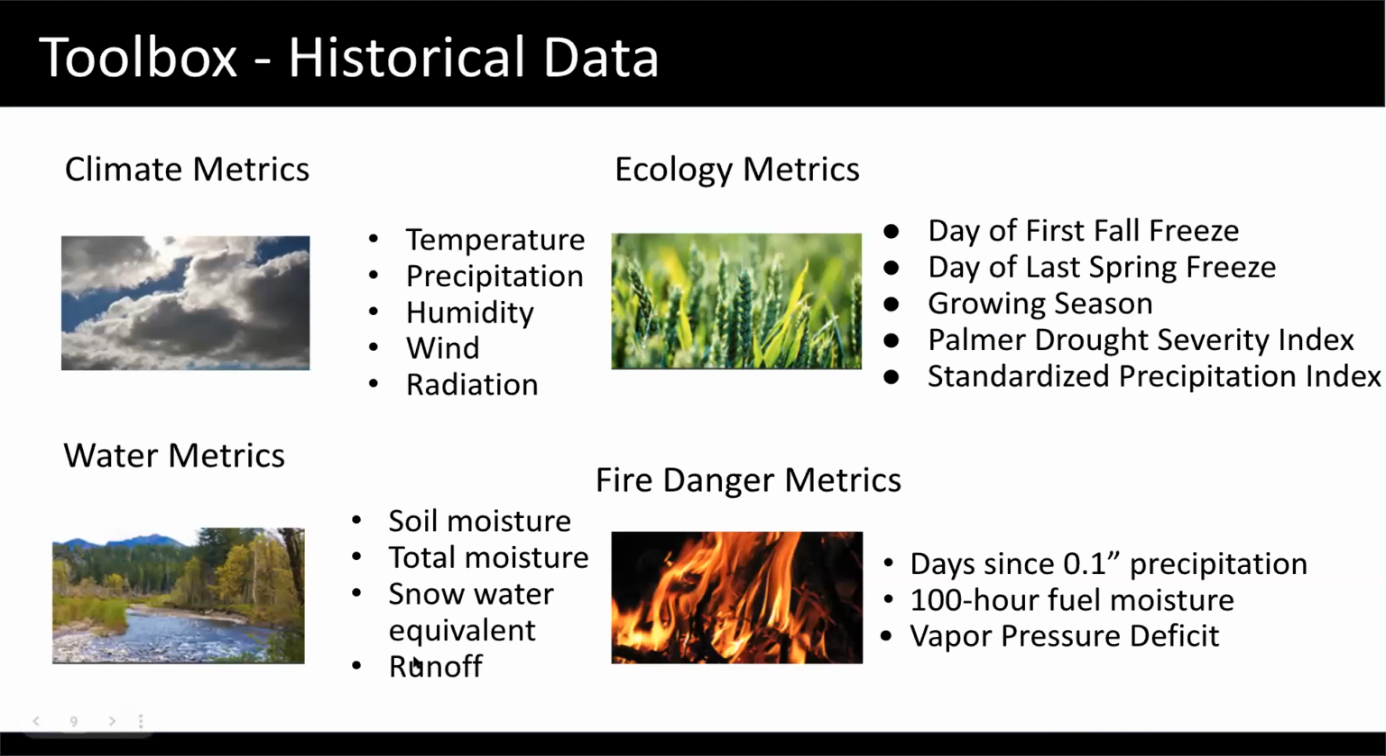So you'll find this kind of data, but you'll also see a bunch of derived data that's useful for ecology and fire danger. For example, the first day of the fall freeze each year, or the number of days that an area has not seen rain greater than 0.1 inches. And also some other metrics that are useful for looking at soil moisture, like the Palmer Drought Severity Index, or drought, like the Standardized Precipitation Index.